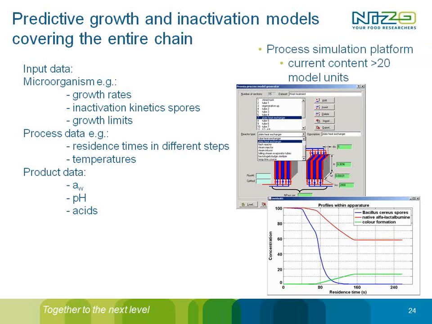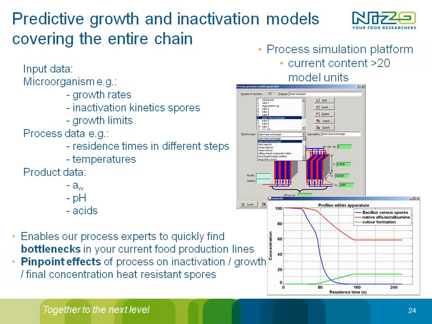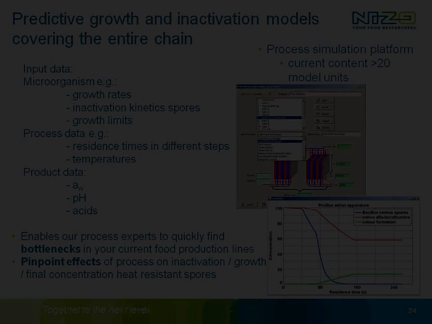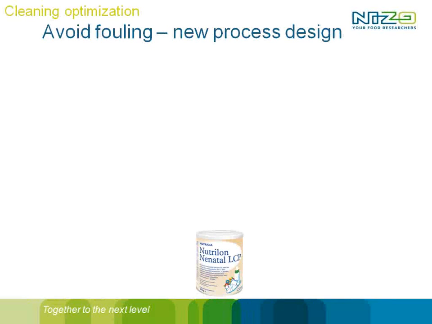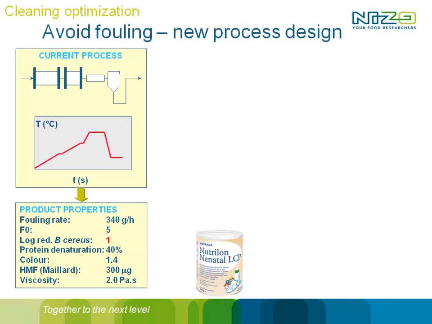NIZO Premia contains more than 20 model units. We use it a lot for debottlenecking or pinpointing effects of your process on whatever kind of property you would like to see. An example is probably the easiest way to show it. We often work on a confidential basis, but this example we're allowed to show. It was an infant food from Nutricia, now part of Danone.